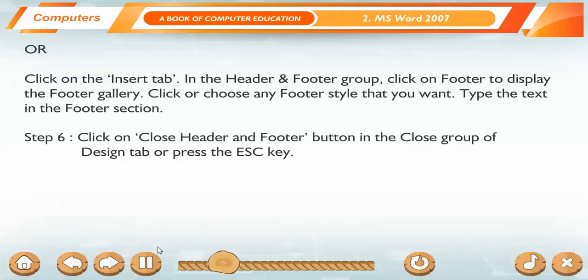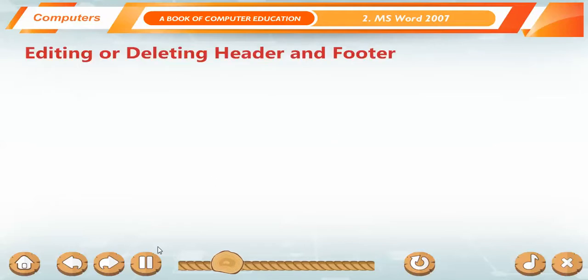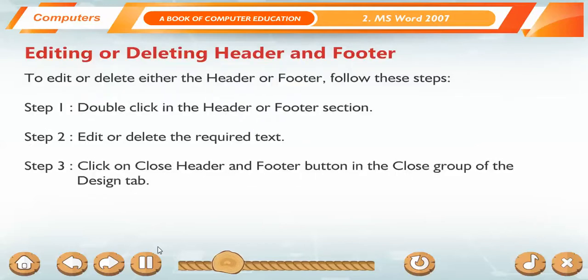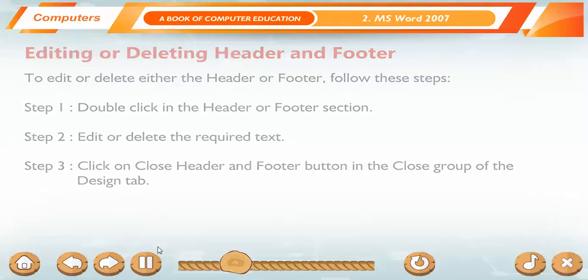Step 6. Click on the Close Header and Footer button in the Close group of the Design tab or press the ESC key. Editing or deleting header and footer. To edit or delete either the header or footer, follow these steps. Step 1. Double-click in the header or footer section. Step 2. Edit or delete the required text. Step 3. Click on the Close Header and Footer button in the Close group of the Design tab.